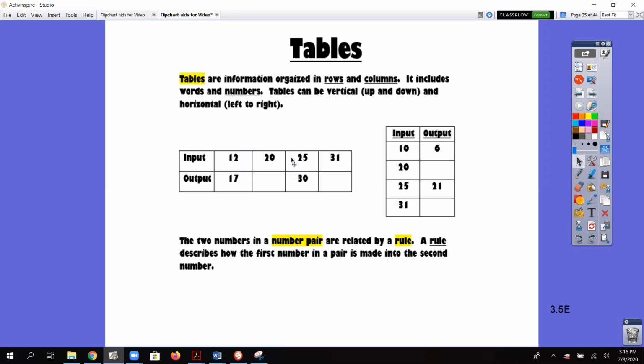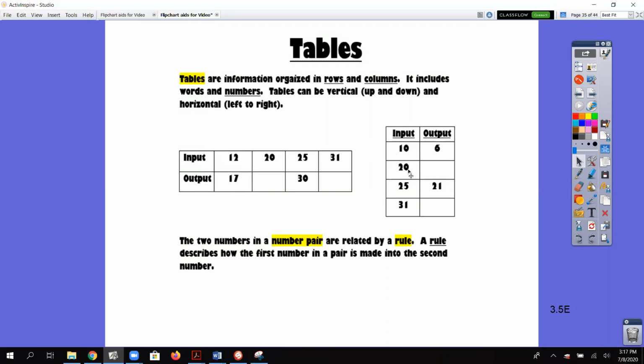Now remember, rows go across horizontally. For example, if you go to the movies, you're sitting in rows going across. Columns go up and down, which is vertical. Now, tables can be displayed horizontally, just like these right here, or vertically, up and down, like these. It displays the same information. It's just displayed two different ways, vertically or horizontally.